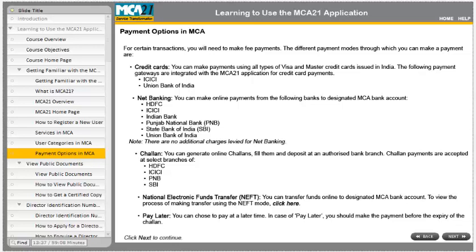National Electronic Funds Transfer (NEFT). You can transfer funds online to designated MCA bank account. To view the process of making transfer using the NEFT mode, click here. Pay later. You can choose to pay at a later time. In case of pay later, you should make the payment before the expiry of the challan. Click Next to continue.